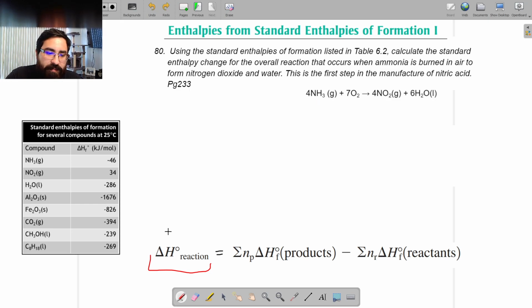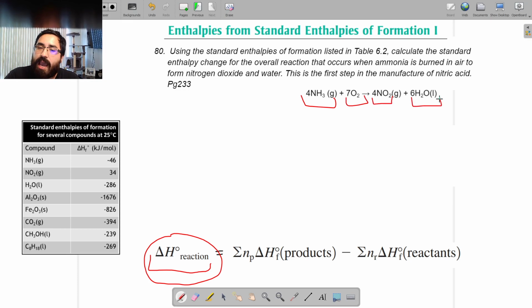So if you want to find the delta H of this process, you need to find the delta H of each of these. And where will you find these? You will find this in your appendix, or you will be given a table with that.